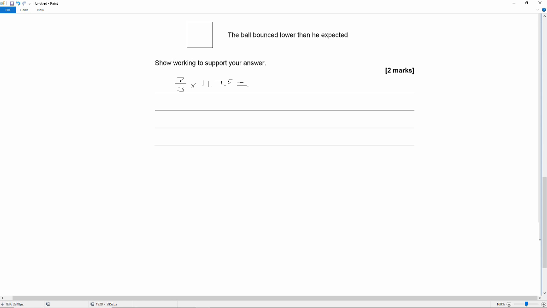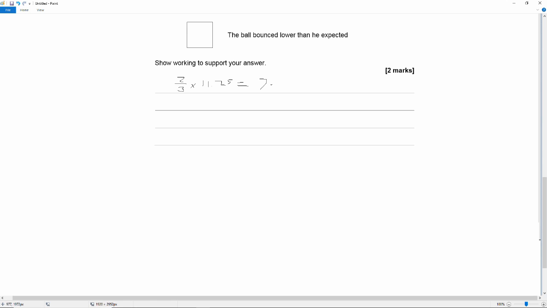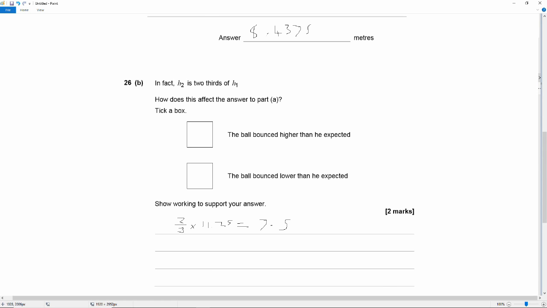I'm going to grab my calculator. Okay, I've got my calculator. So this is 2 over 3 times 11.25 is equal to 7.5. So 7.5. So the ball bounced lower than expected.